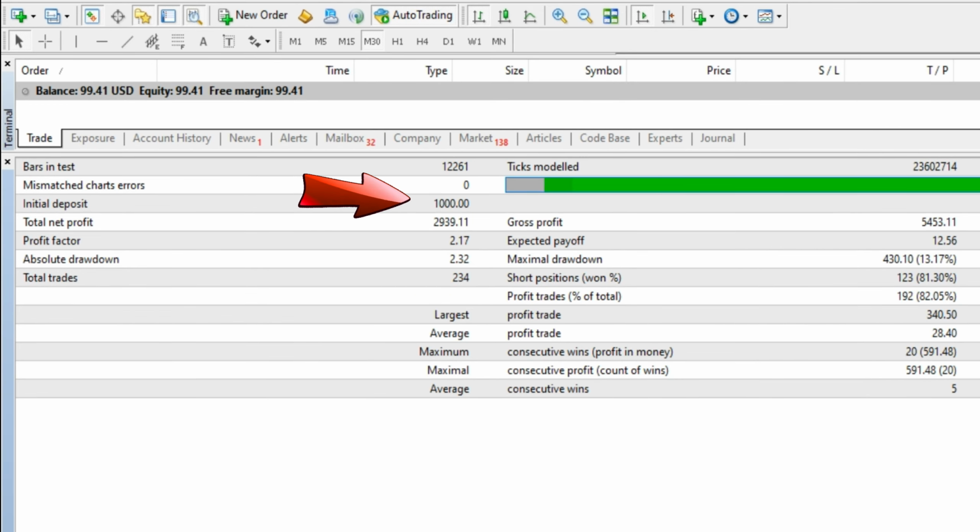Starting with $1,000, the EA generated a net profit of $2,939.11, which is equivalent to 293.91% growth. The maximum recorded drawdown was 13.17%, which I personally find to be quite reasonable.